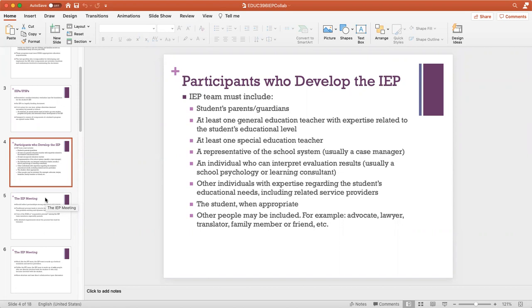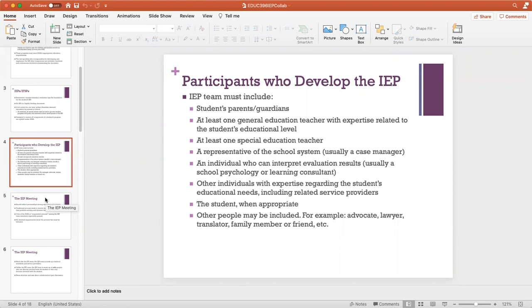You are going to have a representative of the school system. This can be a case manager. Sometimes there's someone who is very comfortable with all of the legal implications, who knows all of the procedural pieces and they kind of monitor that through all the IEPs. Sometimes this is an administrator. Sometimes, in some cases, it's a lawyer. But you're going to have some representative for the school system that can kind of push everything along.